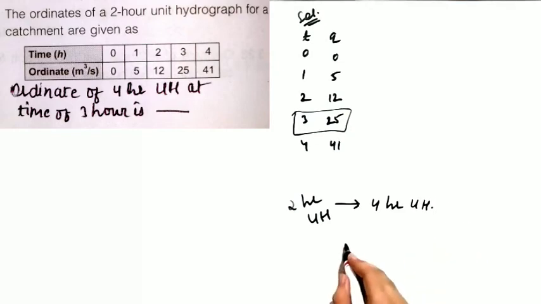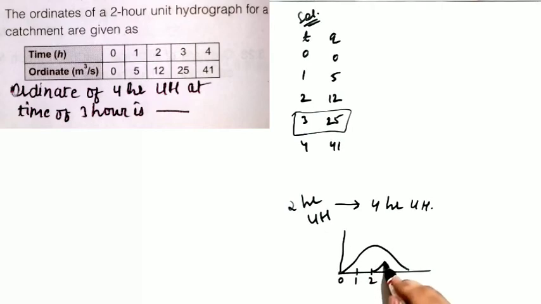You know how to convert it? Suppose this is a 2-hour unit hydrograph, this is 0, this is 1, and this is 2. Now since you have to convert it into a 4-hour, you will have to start another storm at 2 hours. So now this will become a 4-hour unit hydrograph. So you will have to shift every ordinate by a part of 2.